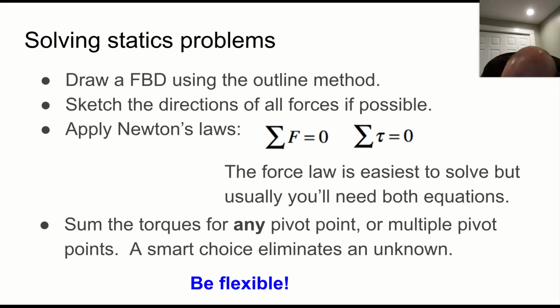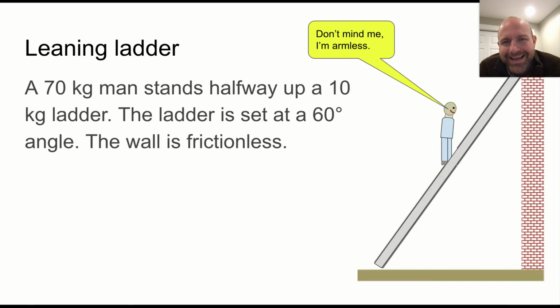You can actually do this. You don't have to limit yourself to just 2 equations where you've got the net force and then 1 torque equation. You can actually do as many torque equations as you like around different pivot points. That's the beauty of statics and static equilibrium: around any pivot point, they sum to 0. But always pick the smart one, if you can, that eliminates an unknown. Be flexible. Don't be rigid or static.